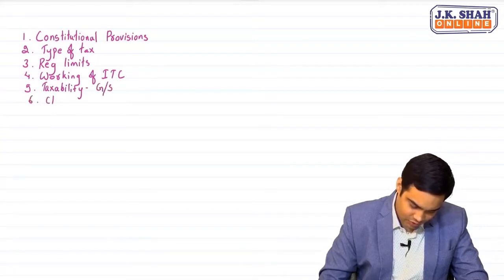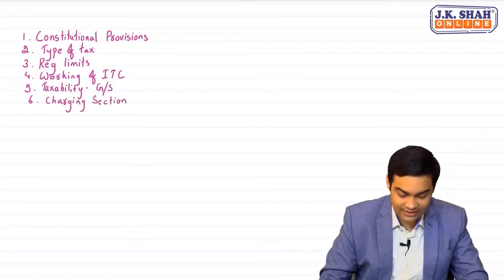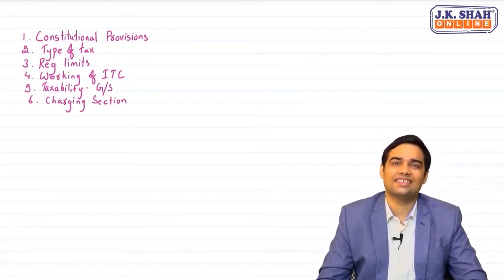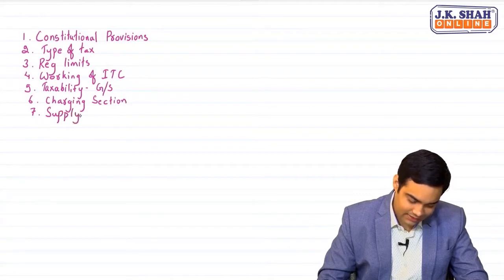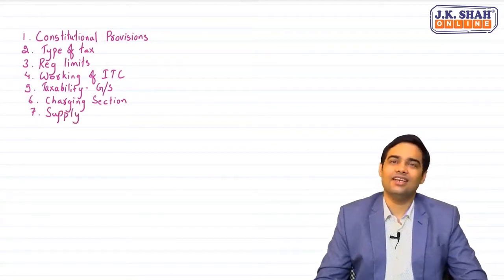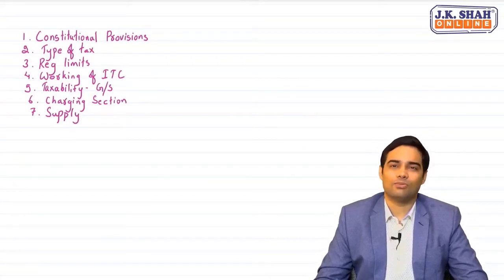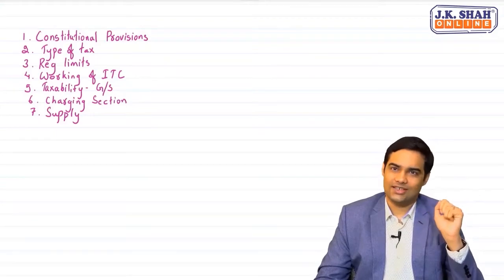Then we move on to charging section, which is the main provision of the law. That is section 9 of CGST Act 2017 and section 5 of IGST Act 2017. And finally, we will conclude with the scope of supply. In this, we will be covering section 7 of CGST Act and section 8, which deals with composite and mixed supply. This is the coverage which we would be focusing on.